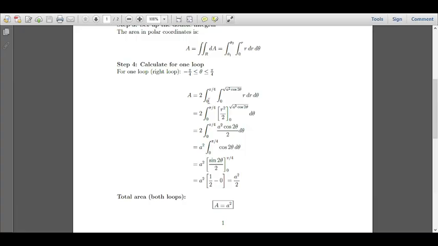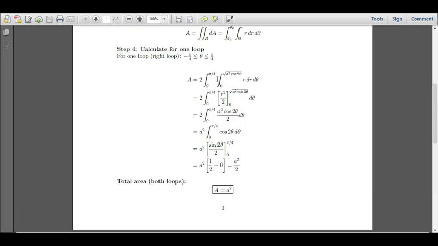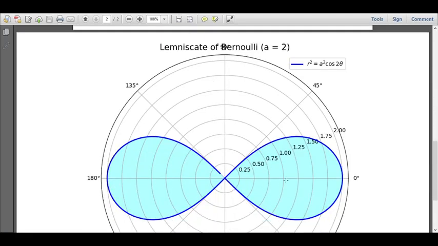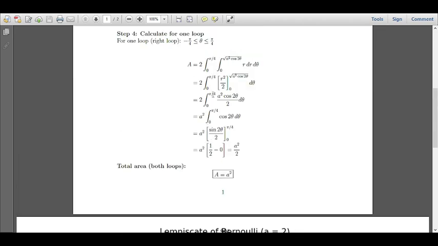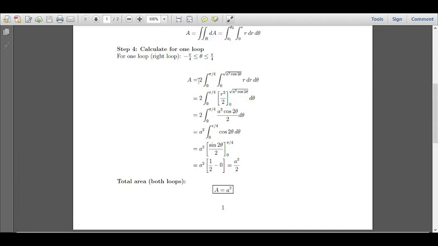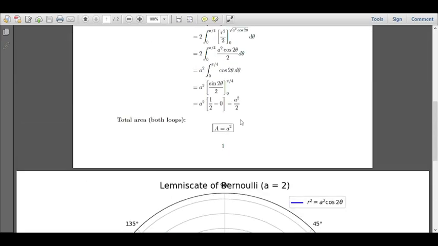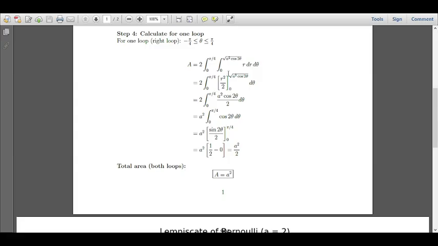Since the area equal to 2 times integral 0 to pi by 4, since here theta equal to 0, and if you rotate the radius vector we will get theta equal to pi by 4. So theta varies from 0 to pi by 4. So area A equal to 2 times, that means we are calculating the area of only one loop, that means the right loop. 2 times integral 0 to pi by 4, 0 to root of a square cos 2 theta r dr d theta.